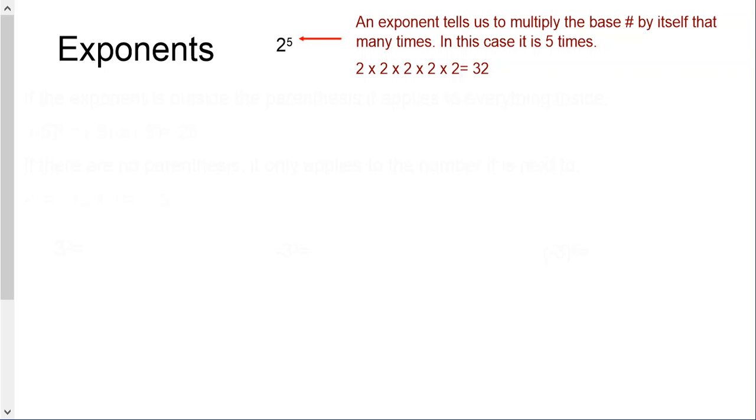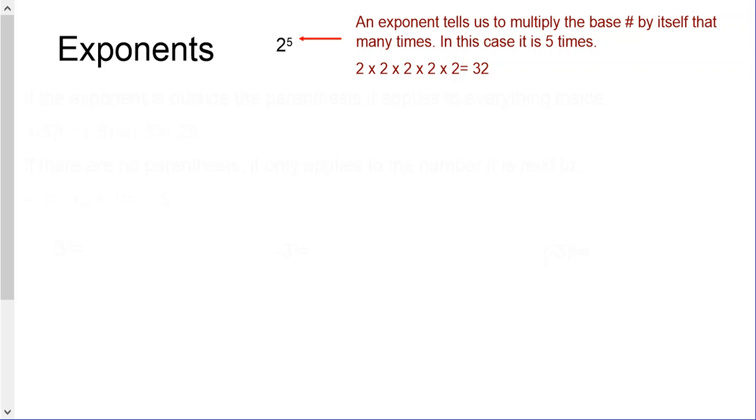Alright, exponents. Remember, an exponent tells us to multiply the base number by itself that many times. In this case, it is 5 times. So we need to multiply 2, which is the base, by itself 5 times. So 2 times 2 times 2 times 2 times 2. Instead of having to write that all out, you can just do 2 raised to the 5th power, or 2 to the exponent 5. And your answer will be 32.